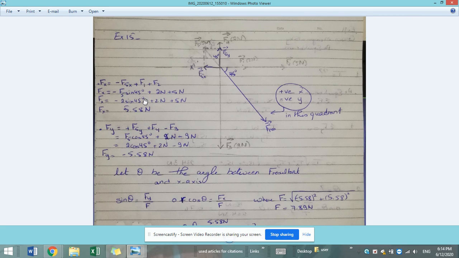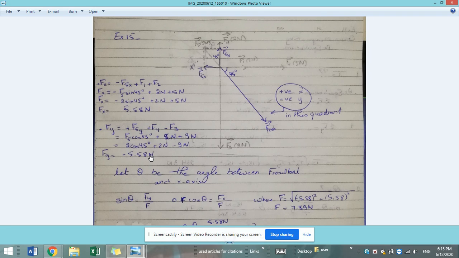Just make sure that when you write sine 45 on the calculator, you have the calculator set on degrees, not on radians. Otherwise, you will get wrong answers. Similarly, for the y component of the resultant force, f5y and f4 are in the positive direction, f3 in the negative direction, so plus plus minus: f5 cosine 45, plus 2 Newton, minus 9 Newton, we get minus 5.58 Newton.